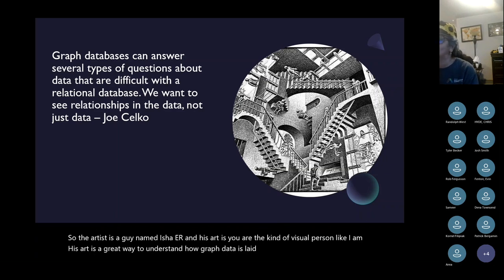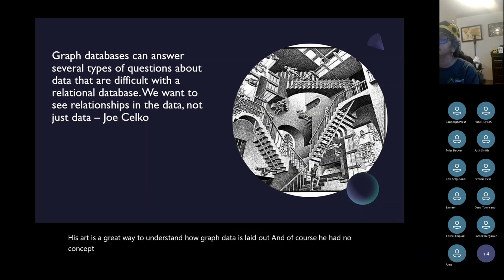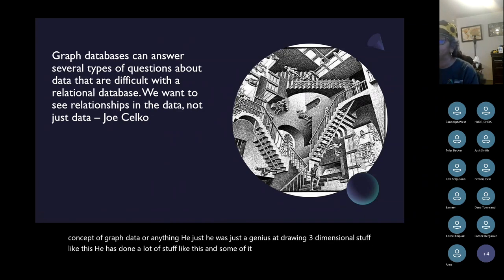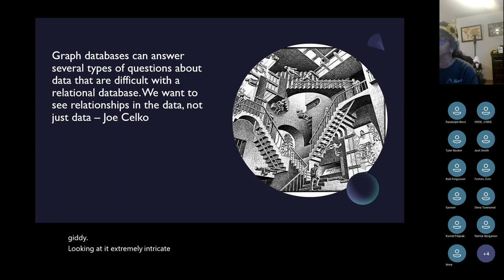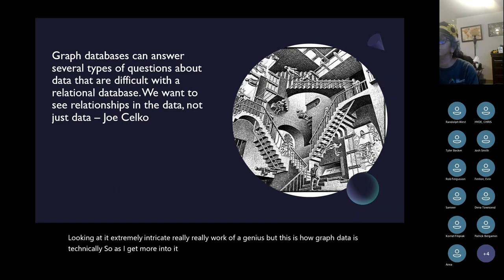And of course, he had no concept of graph data or anything. He was just a genius at drawing three-dimensional stuff like this. He's done a lot of stuff like this, and some of it really makes you giddy looking at it. Extremely intricate, really the work of a genius. But this is how graph data is technically. As I get more into it, you can see why. And this is a great visual way of understanding how it looks.